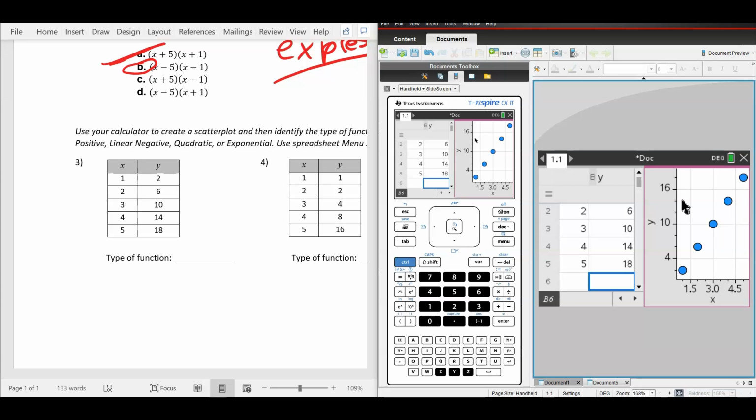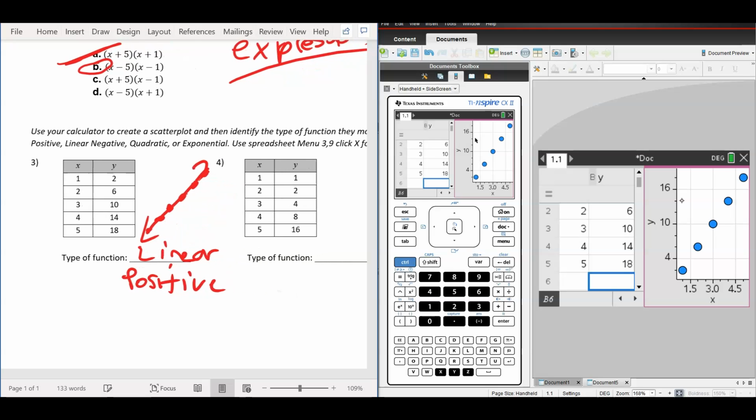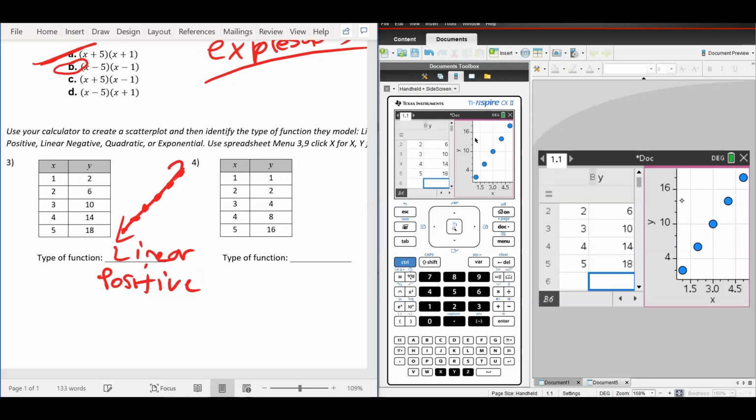So, what is this, ladies and gentlemen? It is linear, it is positive. Go and write that down. What does it say? Yes, that is it. Linear. It's positive correlation. Okay, everyone try number 4, and I will let you show.